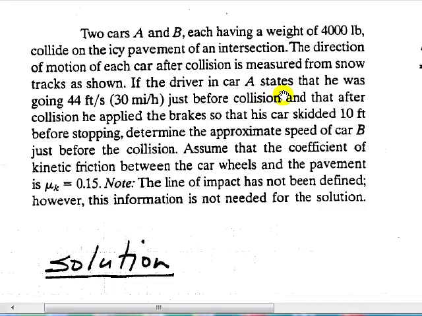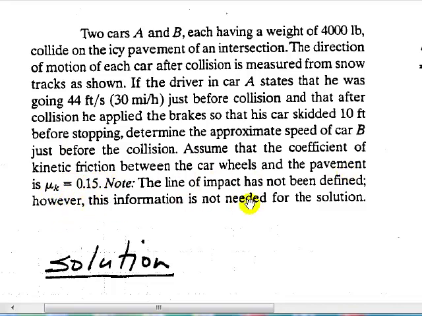If the driver in car A states that he was going 44 feet per second, which is 30 miles an hour, just before the collision, and that after the collision he applied the brakes so that his car skidded 10 feet before stopping, determine the approximate speed of car B just before the collision. Assume that the coefficient of kinetic friction between the car wheels and pavement is 0.15.